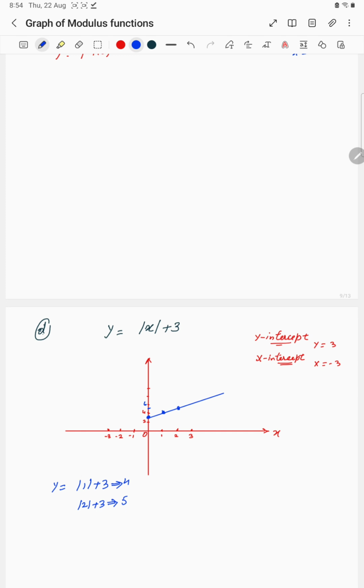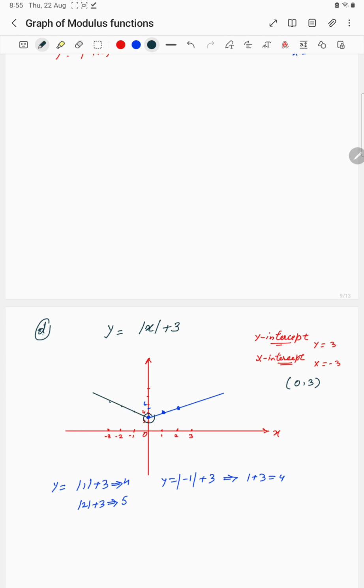Okay, and when it is minus 1, what comes as result? You can see minus 1 plus 3 is y. So it gives me 1 plus 3, 4. So it means this 0, 3 is the turning point. And here minus 1 is 4. You can get this, 2 is 5, and then for 3 it is 6. So we can draw the line like this.